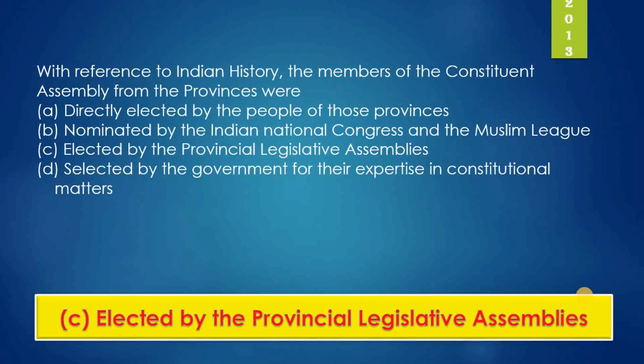So the answer is option number C, that is, elected by the provincial legislative assembly. As far as the members of the Constituent Assembly from the provinces were concerned, they were elected by the provincial legislative assemblies. Okay, so this is also a direct question.